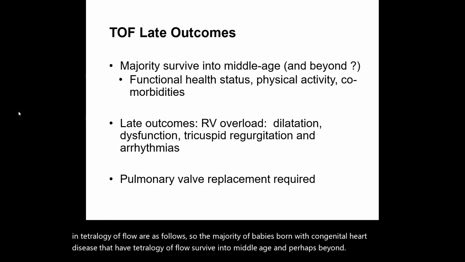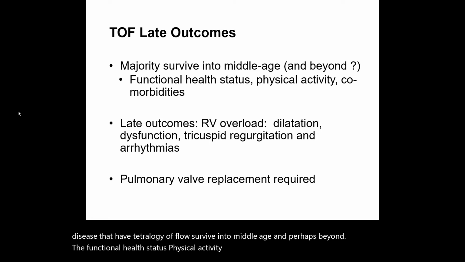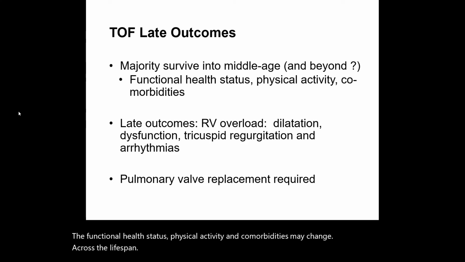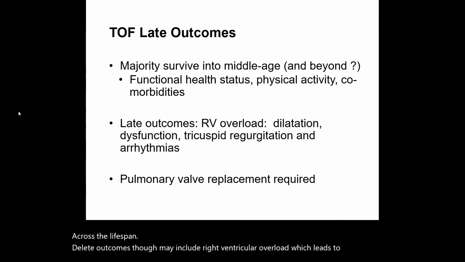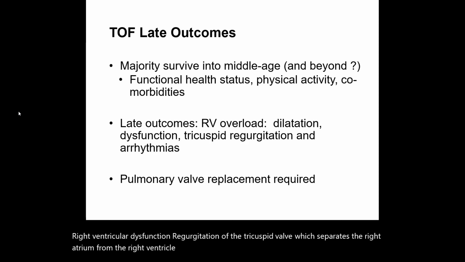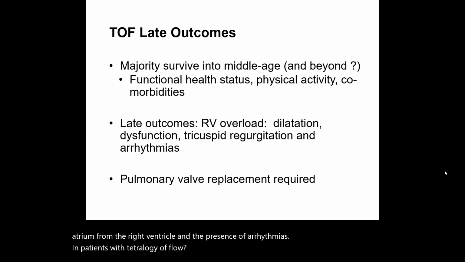The functional health status, physical activity, and comorbidities may change across the lifespan. The late outcomes, though, may include right ventricular overload, which leads to dilatation, right ventricular dysfunction, regurgitation of the tricuspid valve, which separates the right atria from the right ventricle, and the presence of arrhythmias. In patients with tetralogy of Fallot, pulmonary valve replacement may be required later in life.